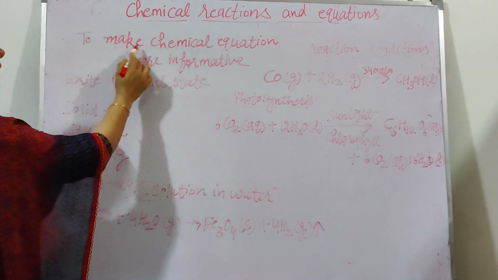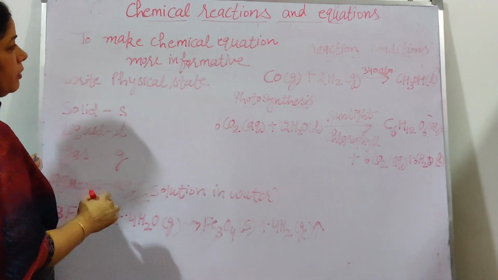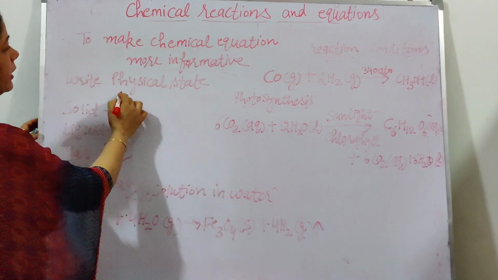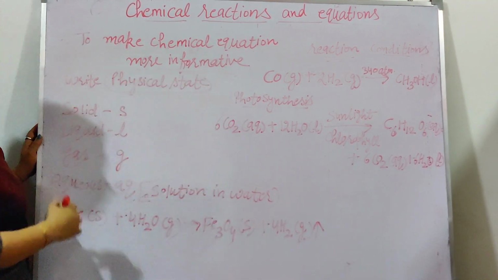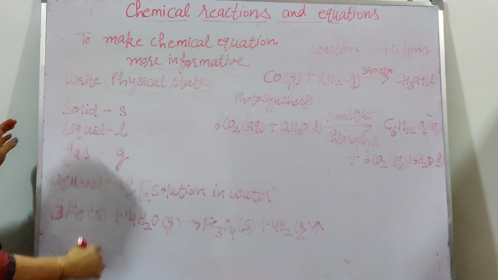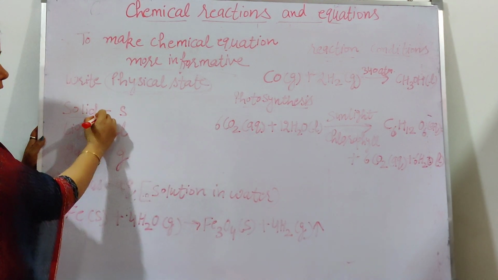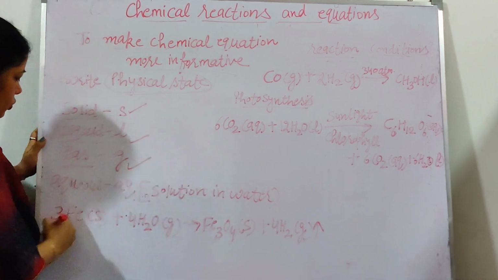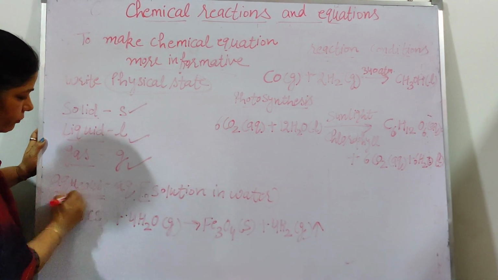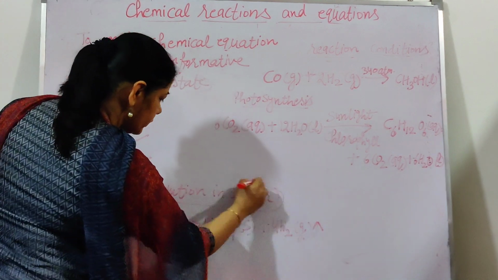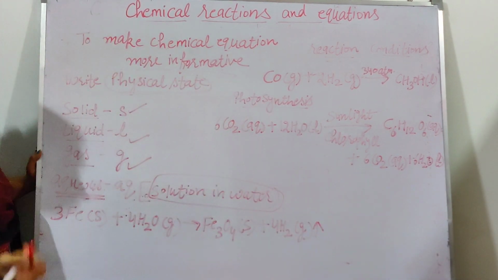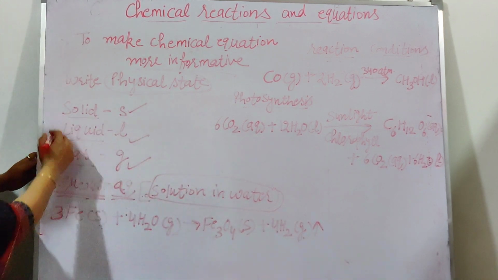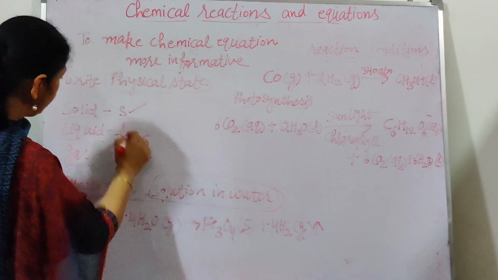Now we can make our chemical equation more informative. How can we make it more informative? By writing the physical state of elements and compounds. For example, if it is a solid, we will write S, liquid L, gas G. If it is aqueous, meaning a solution in water, when the solvent is water, then we'll write AQ.